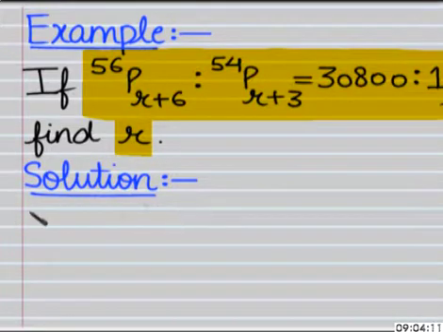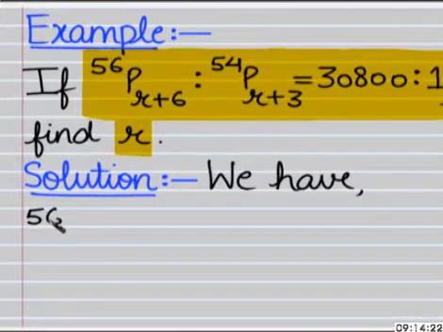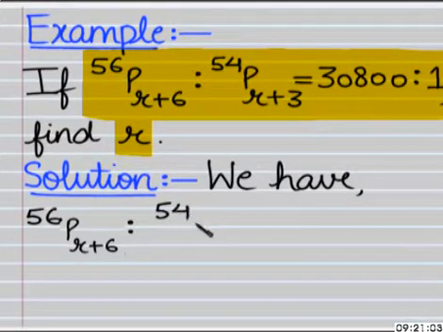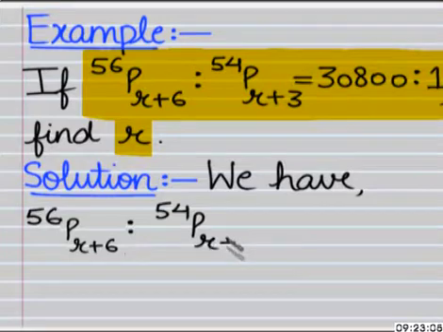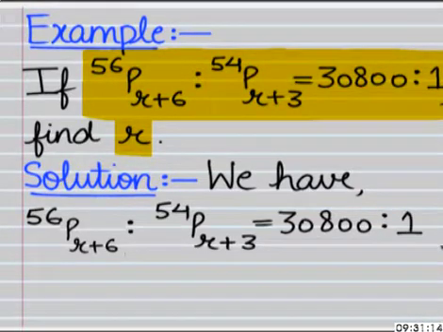Now let us see its solution. Here in the above example we have 56P(r plus 6) ratio 54P(r plus 3) is equal to 30,800 ratio 1.